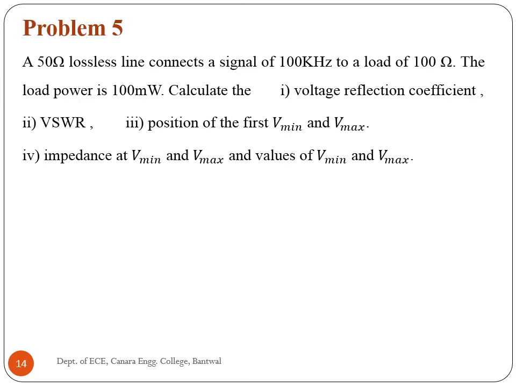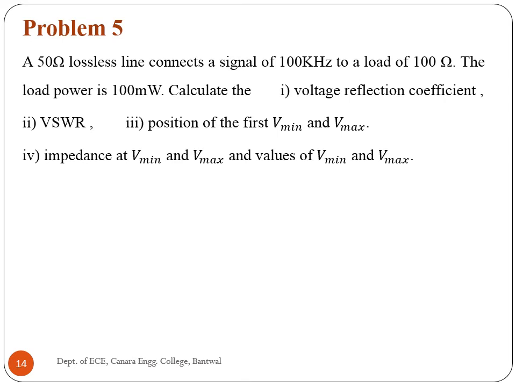Fifth problem. A 50 ohm lossless line connects a signal of 100 kHz to a load of 100 ohm. The load power is 100 milliwatt. Calculate the voltage reflection coefficient, VSWR, position of the first V minimum and V maximum, impedance at V minimum and V max, and values of V minimum and V max.